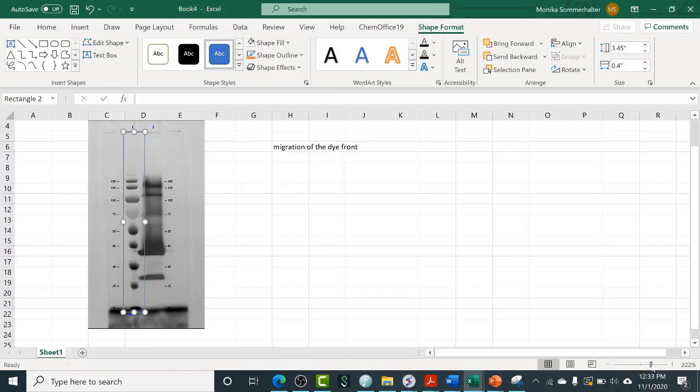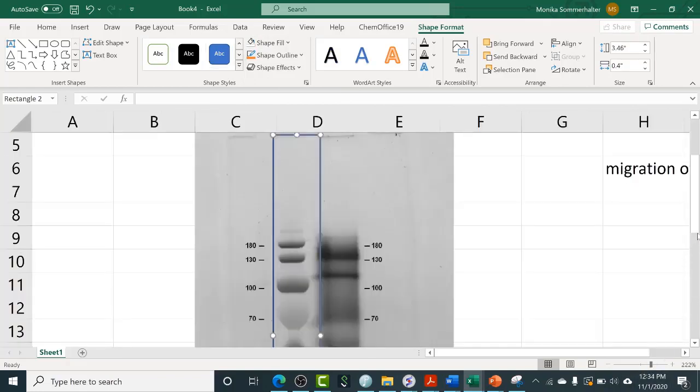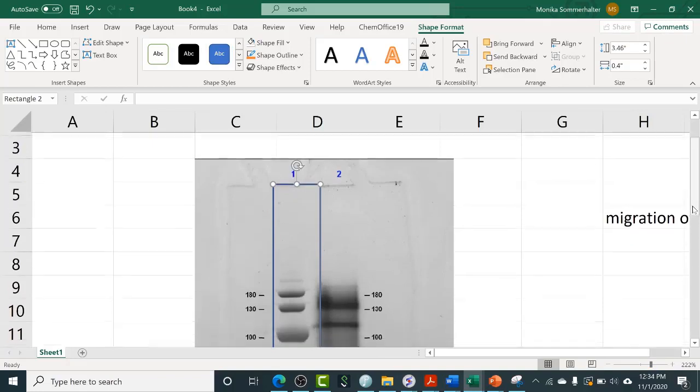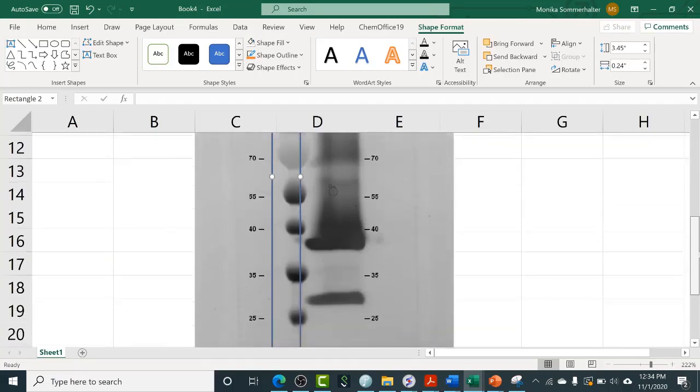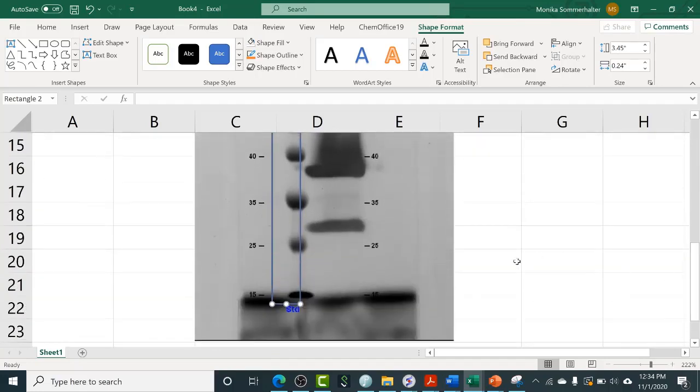I can zoom in to help me position the top of my rectangle exactly at the loading well. The lane ran a little bit crooked, but I think I'll capture the middle of this dye front fairly well. The length of my rectangle is the migration of the dye, which is 3.45 inches.